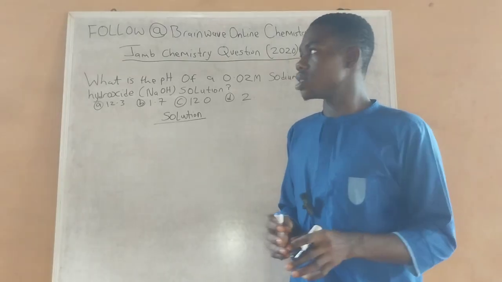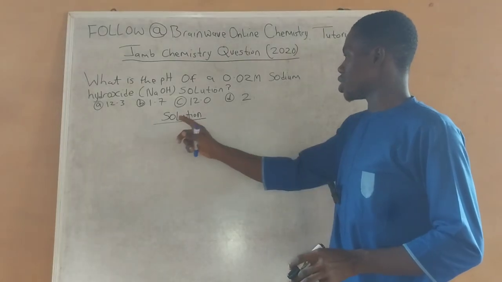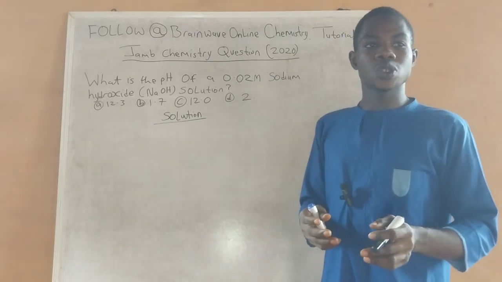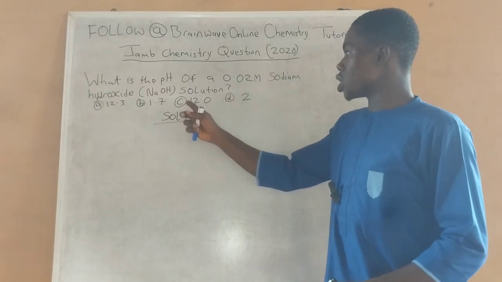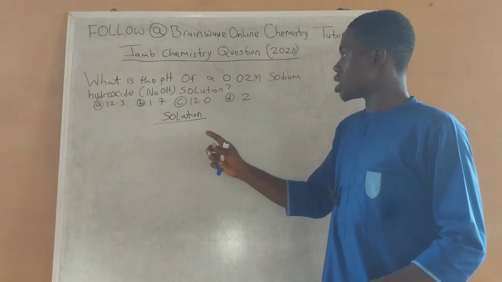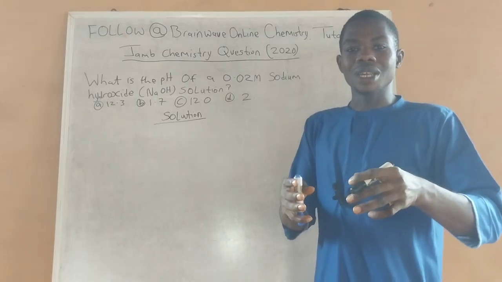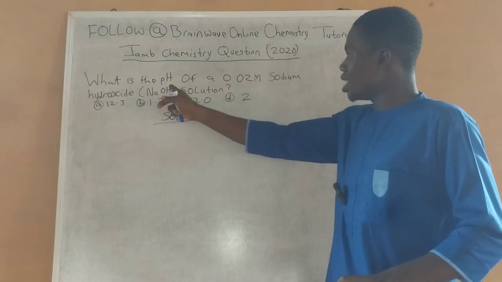So let's get started. Now the question says, what is the pH of a 0.02 mole sodium hydroxide solution? Like I always say, before you solve any question, it's advisable to locate what you were asked to find. In this question, you were asked to find the pH. Locating what you were asked to look for, I've made you solve like half of the question already.